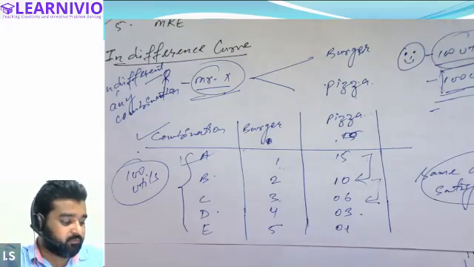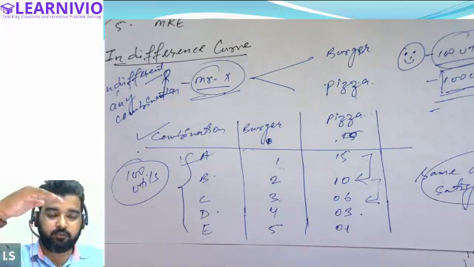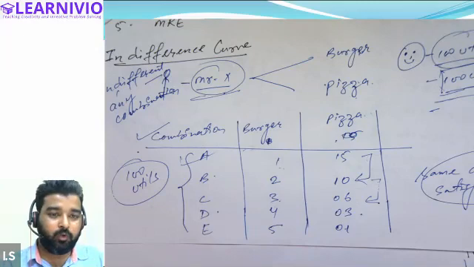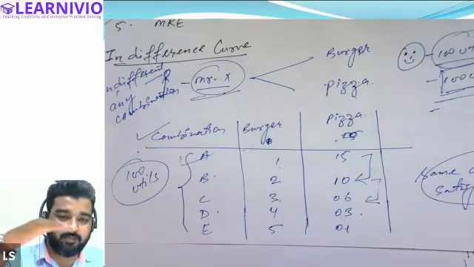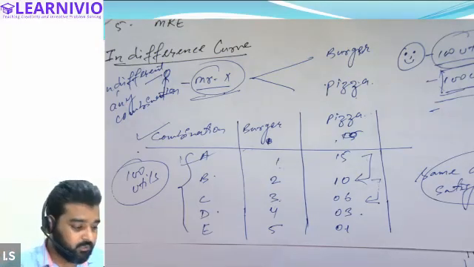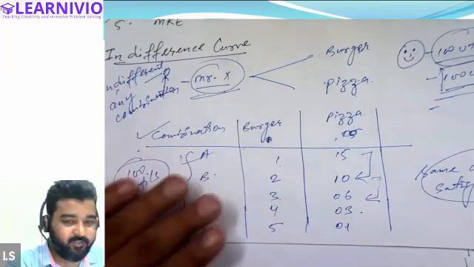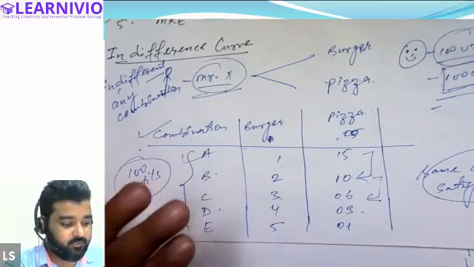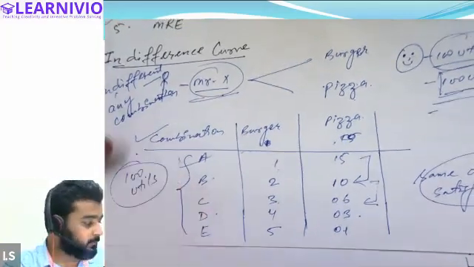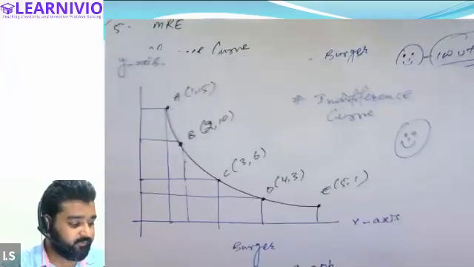if he does not decrease the quantity of pizza, what will happen? The amount of satisfaction will obviously increase, because burger increases, pizza remains the same. So the overall satisfaction of the consumer will increase. But here, in this case, the consumer wants to maintain the same satisfaction level. All right. So this table is called indifference schedule. This is called indifference schedule. And the diagram based on this schedule is called indifference curve.